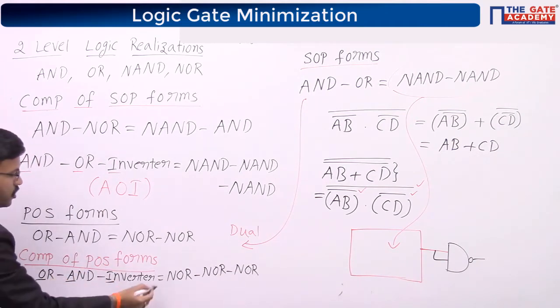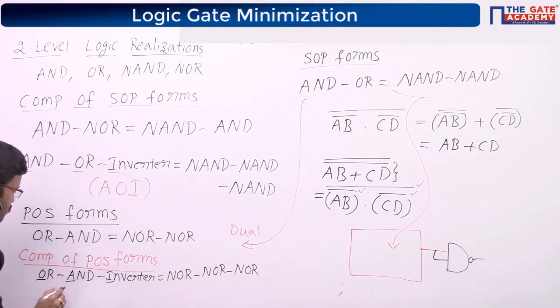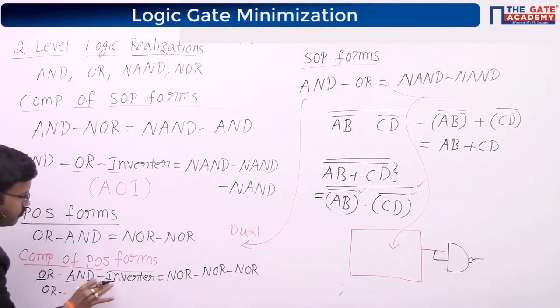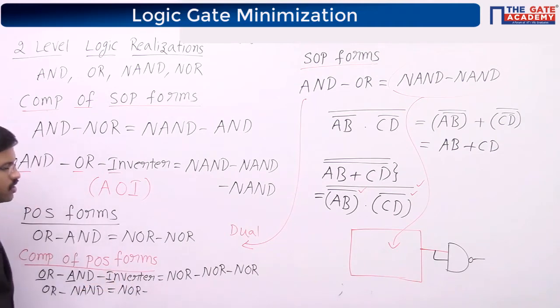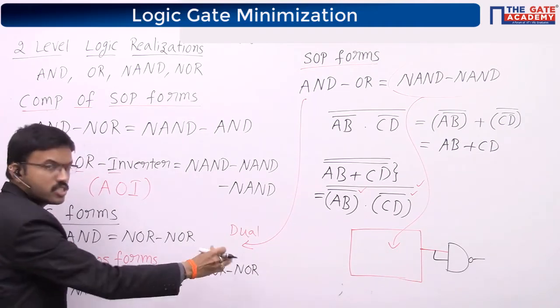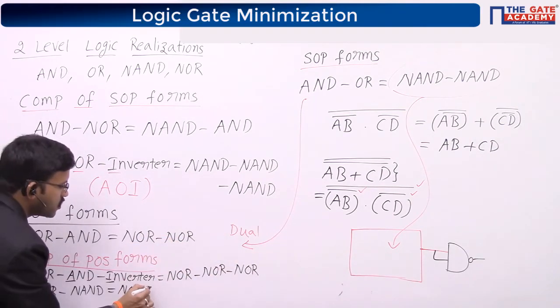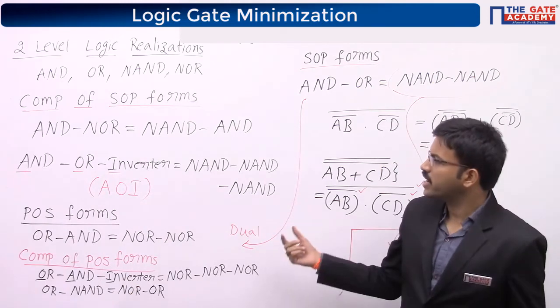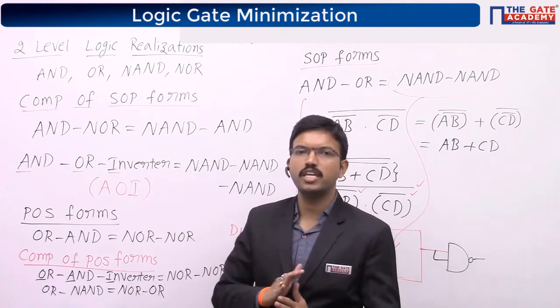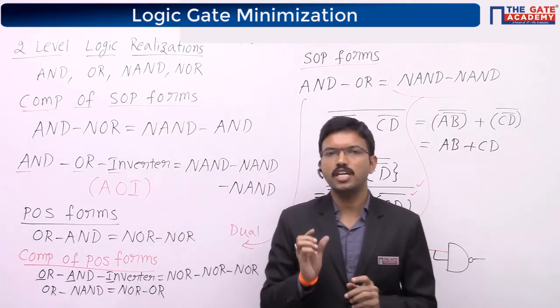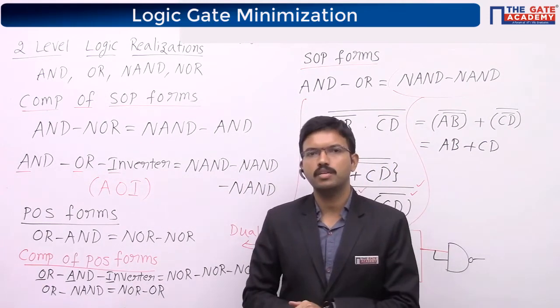If you want to represent in 2 levels, you can represent like this. First stage OR gate only, followed by an inverter, is nothing but NOR, equal to: first stage I am having NOR, second stage NOR gate, third stage is an inverter. NOR followed by an inverter is nothing but OR. That's why we are calling NAND gates and NOR gates universal gates. By using NAND gates alone, we can implement any Boolean function. Similarly, by using NOR gates alone, we can implement any Boolean function.